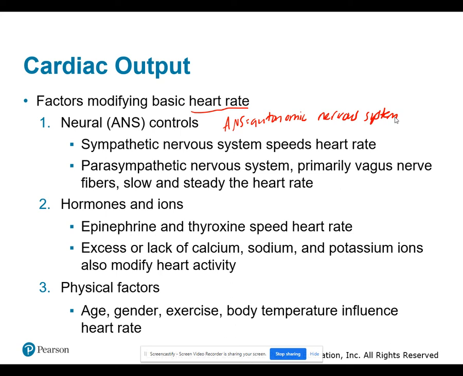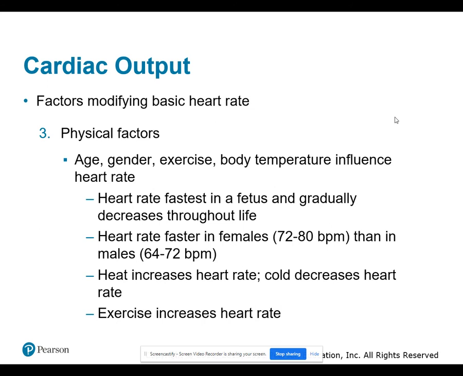And then last but not least, we have some physical factors. Age, gender, exercise, even your body temperature can influence how fast your heart's beating. If we look a little deeper into that category, heart rate is fastest in a fetus, and it gradually decreases throughout life. If you've ever seen a video of a sonogram, it sounds like a butterfly flying because the heart rate is so quick. But then as you're born, become a toddler, a teenager, a young adult, it slows down.